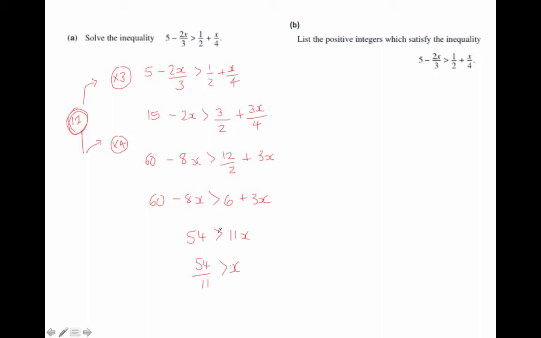Now, a lot of you then tried to go on and turn that into a decimal by doing some long division. It's okay to leave that as a fraction. Okay, it's more exact if it's as a fraction anyway. So that's fine for the answer to part A.